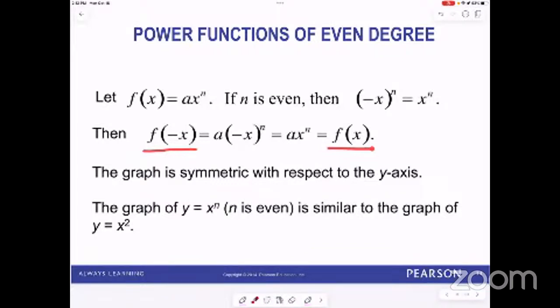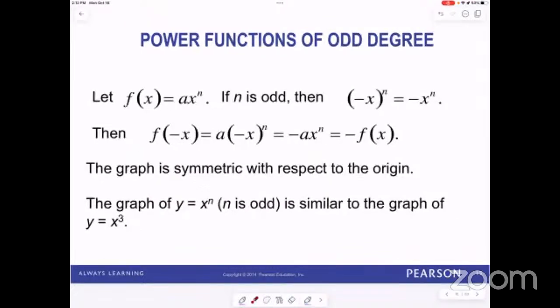Let's see what happens. If we consider this power function and let n be odd, then negative x quantity to the power of n. If we have an odd number of negatives being multiplied, it's going to be the same as a negative times x to the n. So when we evaluate f of negative x and simplify, we get a negative times the original.